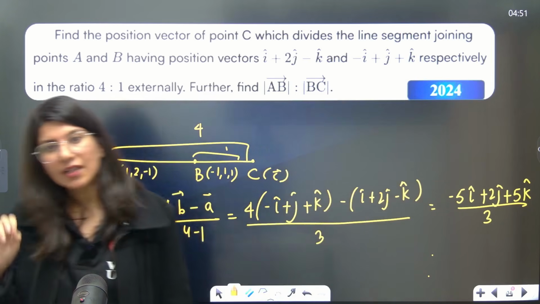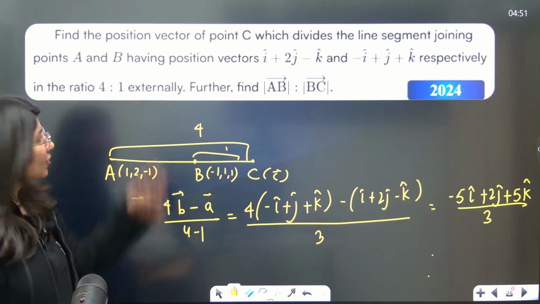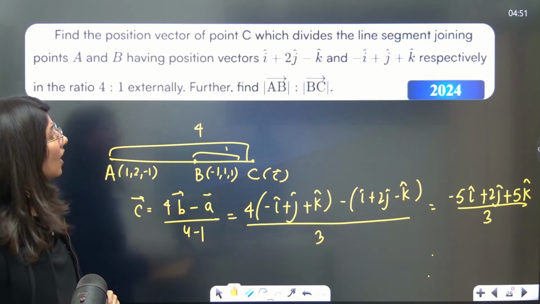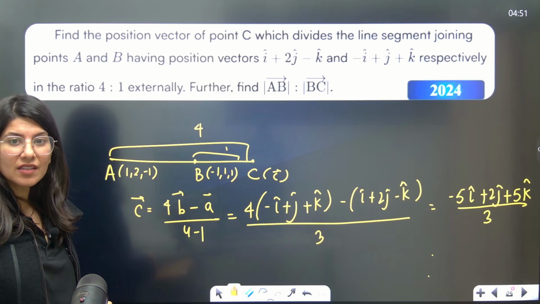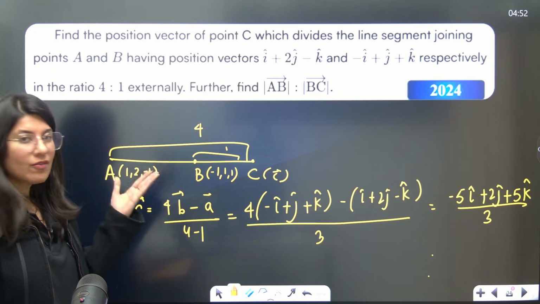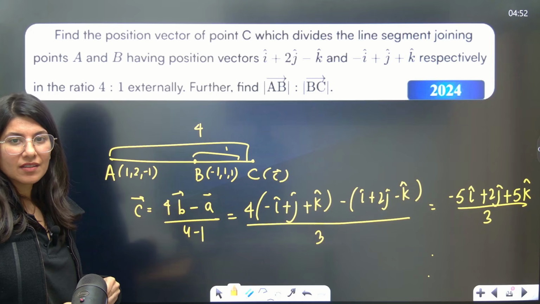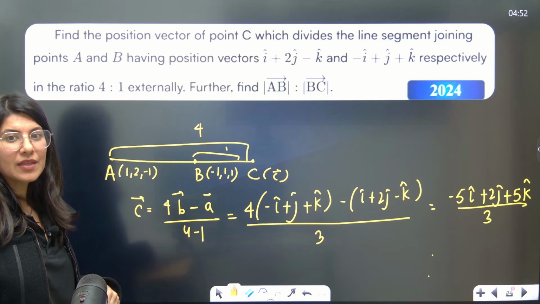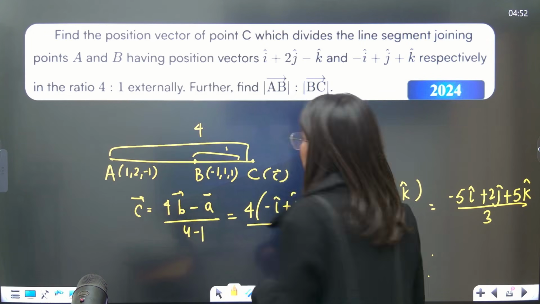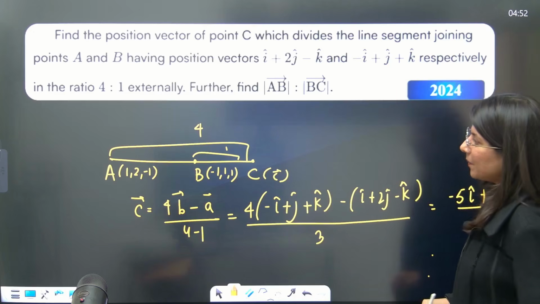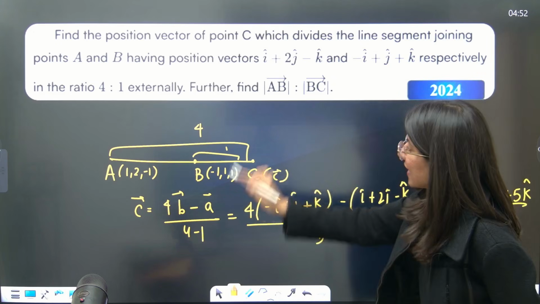Correct? Now, find the position vector of C. So, we have done that. Now, what they are saying is AB vector. Basically, they want AB ratio BC. Further, find AB ratio BC. Okay. So, what you can do is understand. AB, what they are giving is AC upon BC.